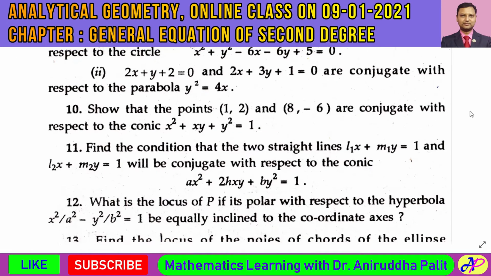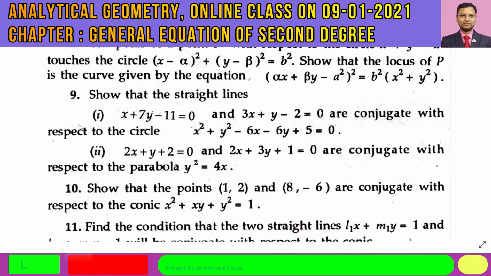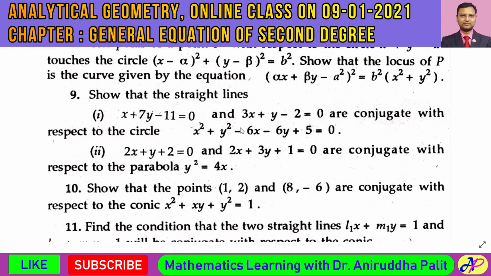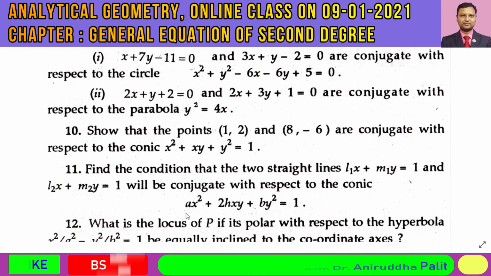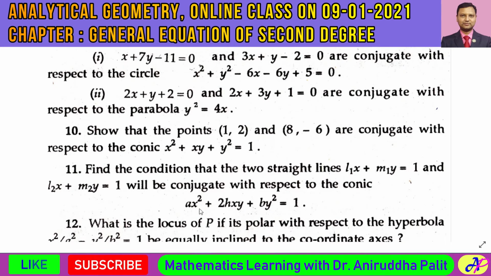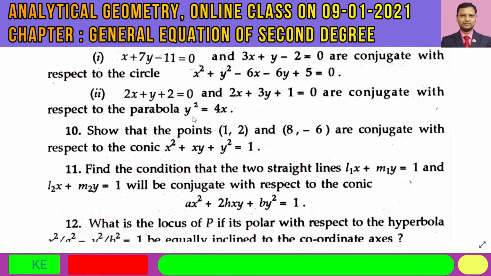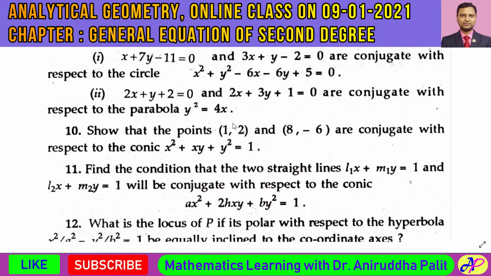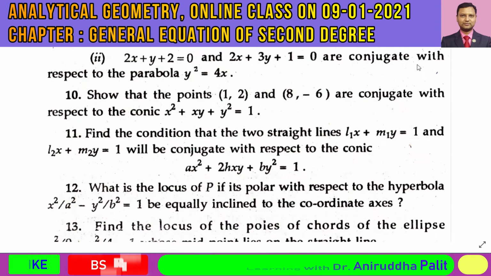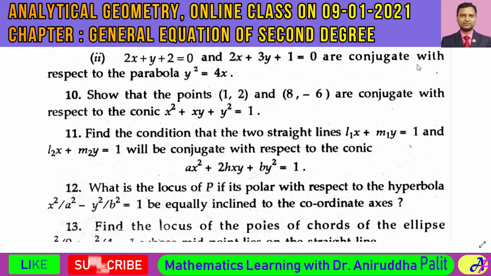Suppose this kind of question, number 9. Suppose in place of this kind of curve, ax square plus twice hxy plus by square is equal to 1, another kind of curve, a circle, is sometimes given, sometimes a parabola is given. The same kind of questions are there. So these are a few examples from poles and polars.